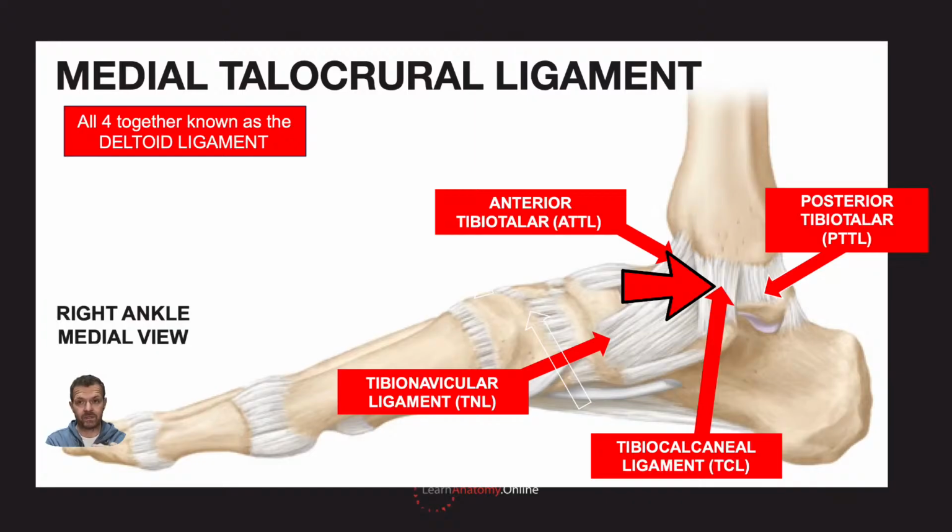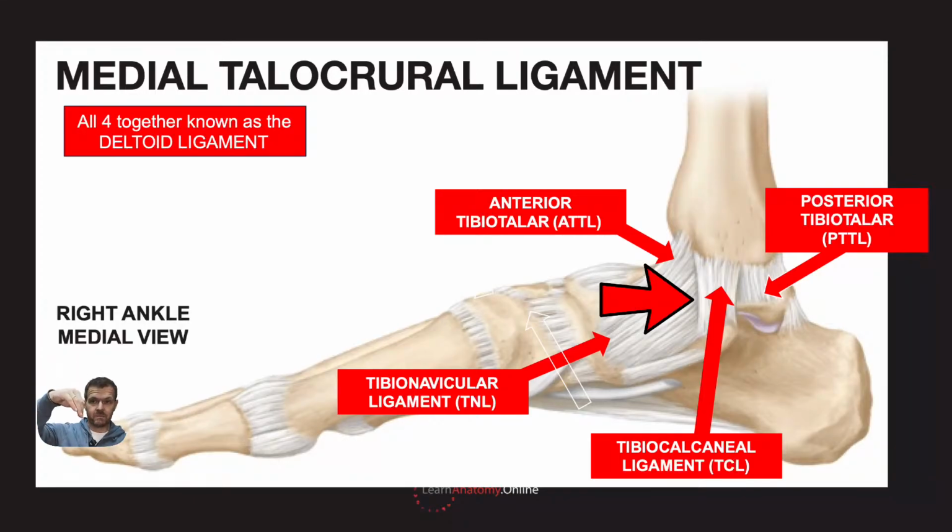What usually happens if you have an eversion sprain, where the calcaneus goes outwards, is you fracture your lateral malleolus, and then you will probably injure the ligaments as well. But to injure these is quite unusual. Usually it's the other way around, and that's just because of the anatomy.